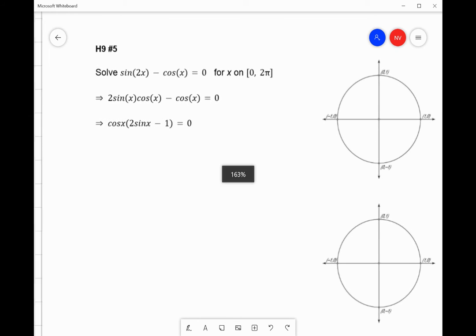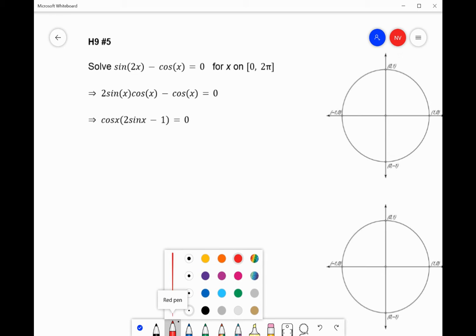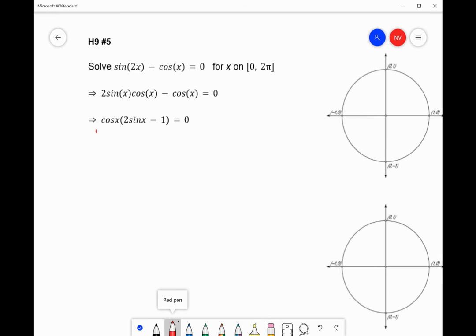So let me zoom in a little bit. If we make the cosine of x equal to 0, okay, so we'd have cosine x equals 0. We can go to a unit circle.